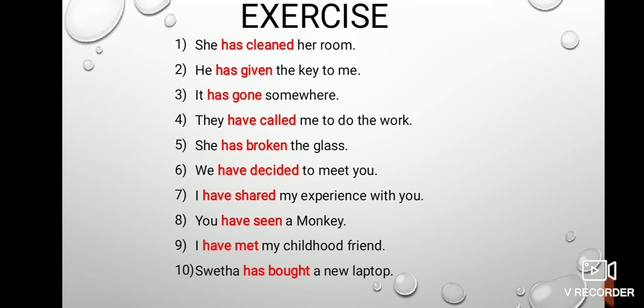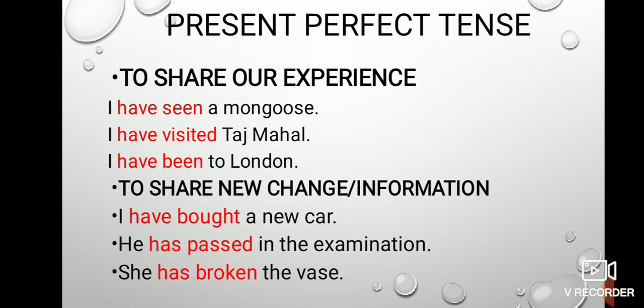So, check the subject and use have or has plus V3 form of the verb. Only V3 form of the verb you have to use. I have told you, right, different usages are there to use present perfect tense. So where all can we use present perfect tense? In the sense, if you want to share your experience, if you have gone to any movie or any trip, suppose if you want to share those things to your friend or to your family members, you can use present perfect tense. Okay, I have gone to the movie, I have seen a mongoose.